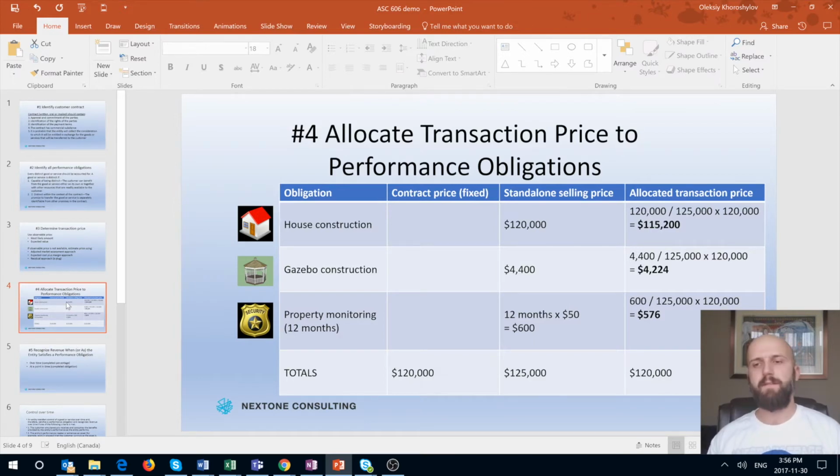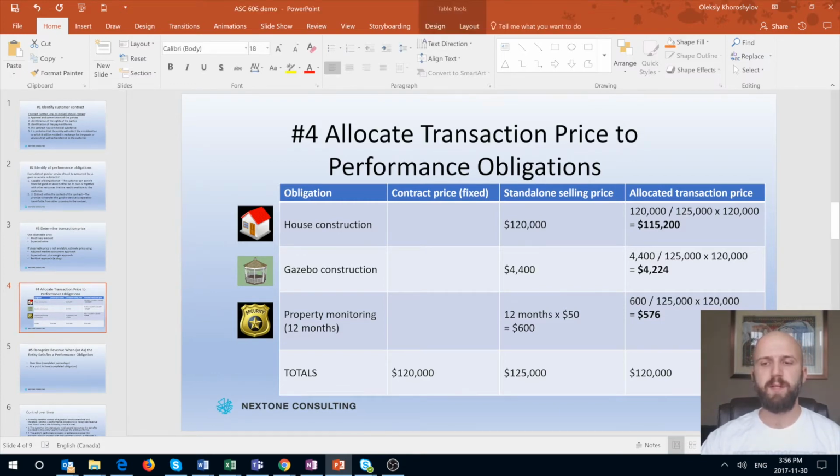So here is a graph that defines 3 of my obligations: house construction, gazebo construction, and the property monitoring for a 12 months period. We can see the total contract price that we negotiated with our customer, $120,000. So this is what we will be billing our customer. And we also talked about the standalone selling price, which is $120,000 for a house, $400 for gazebo, and 12 months of $50 per month, which comes to $600 for property monitoring. The sum of standalone selling prices is $125,000.